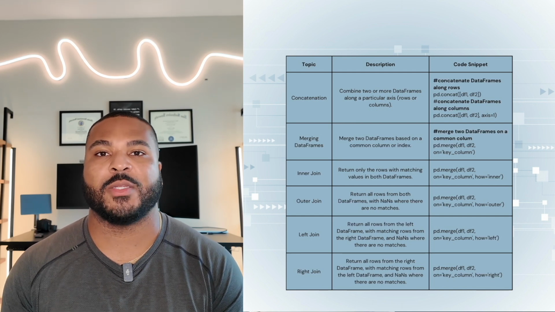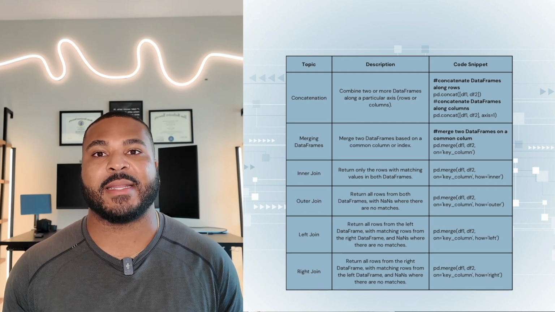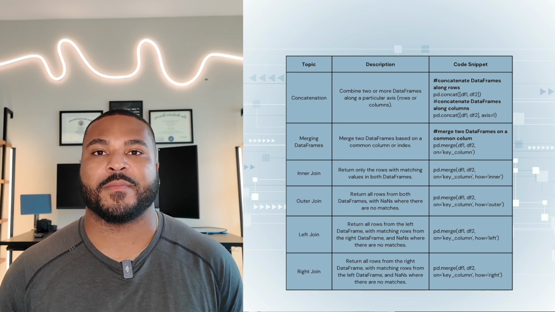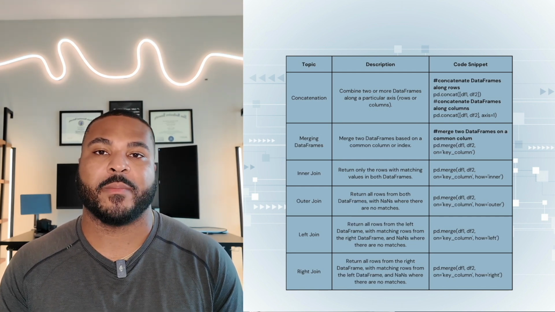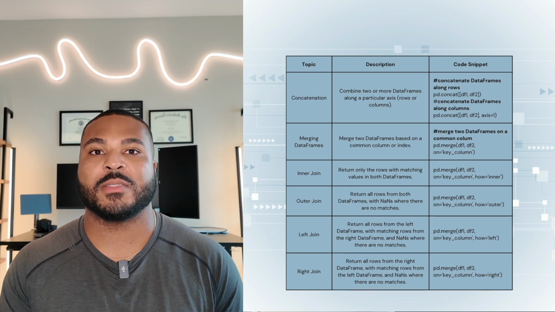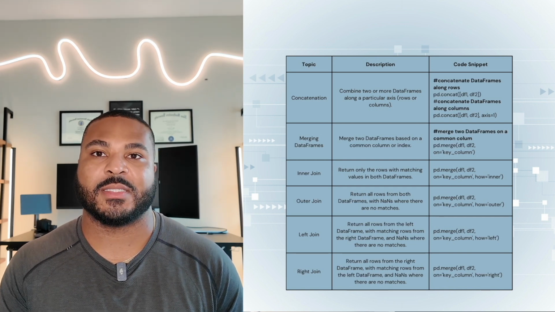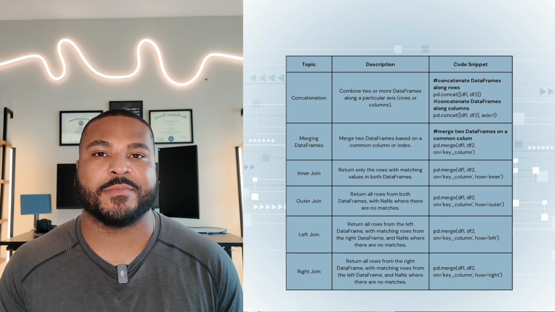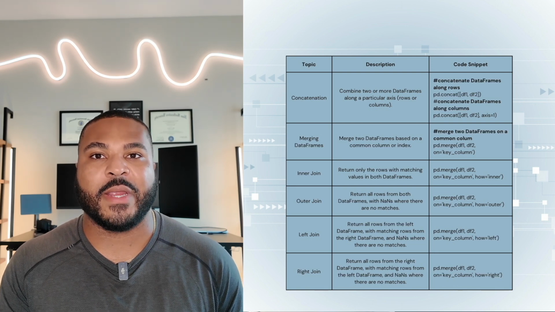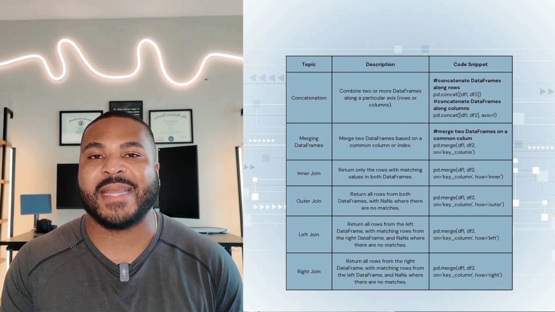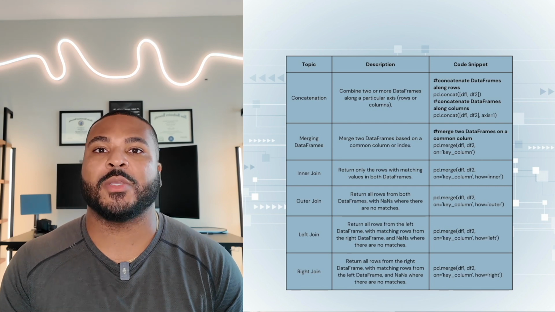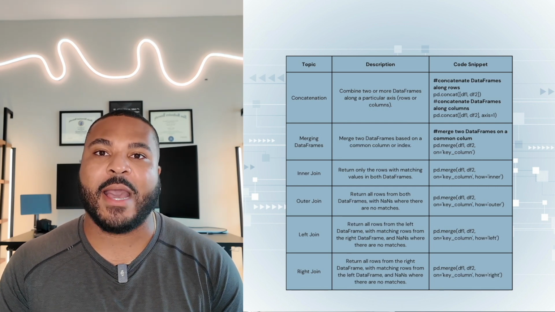To perform an inner join, you will use the merge function and indicate inner, as shown in the code snippet. An outer join returns all rows from both data frames with nulls where there are no matches, and the null is indicated with NaN. This means that all data from both data frames will be included, even if there are no matching values.